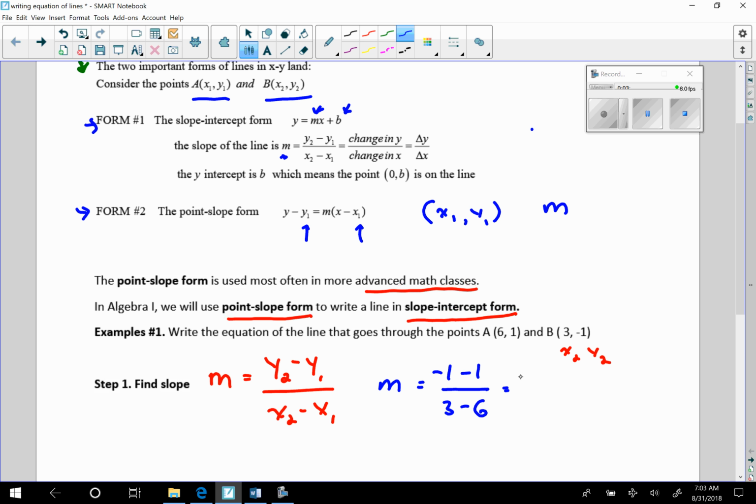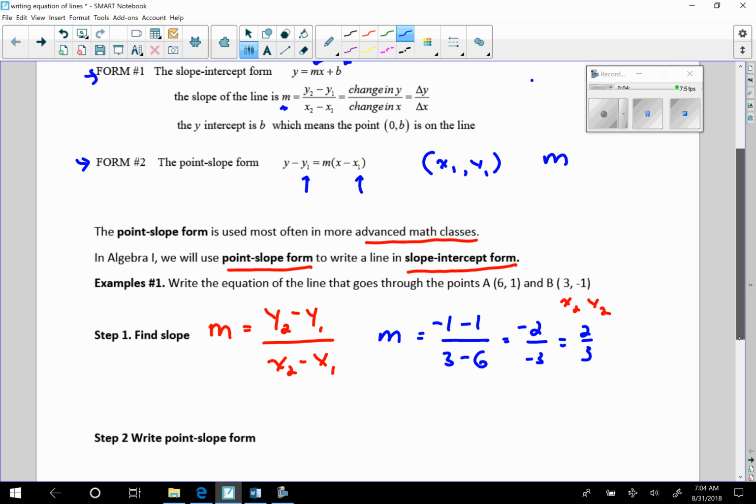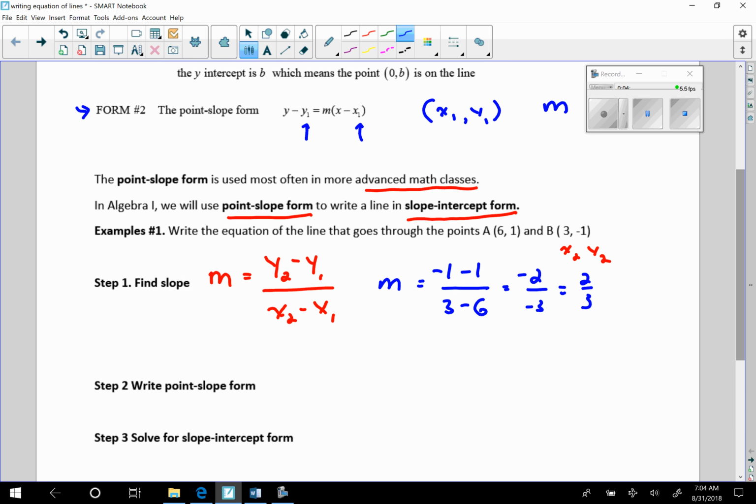So negative 1 minus 1 is negative 2. 3 minus 6 is negative 3. Negative divided by negative makes positive, so our slope of this line is 2/3. Step 2 is I'm going to write point-slope form. I can use any point I want. I am going to stick with, this time, x sub 1, y sub 1. I let this be x sub 1, y sub 1, and I'm going to use that in point-slope form.